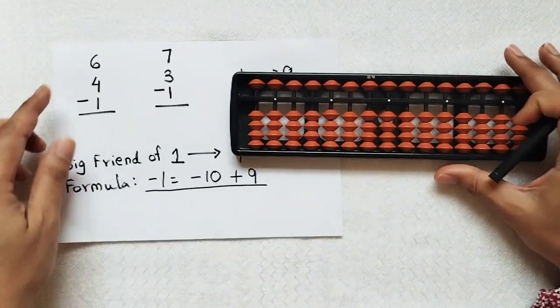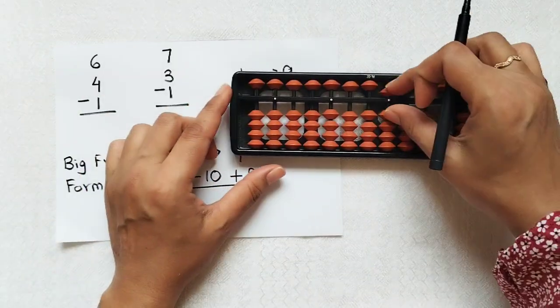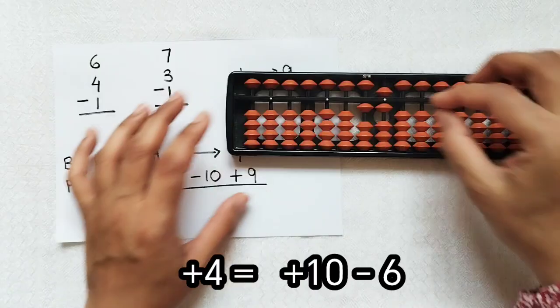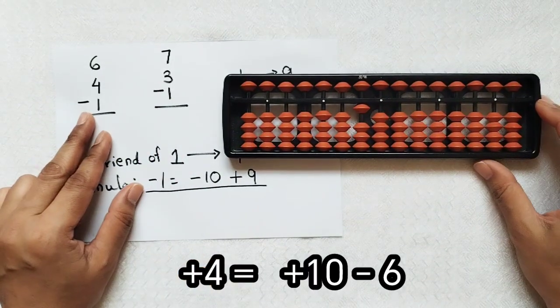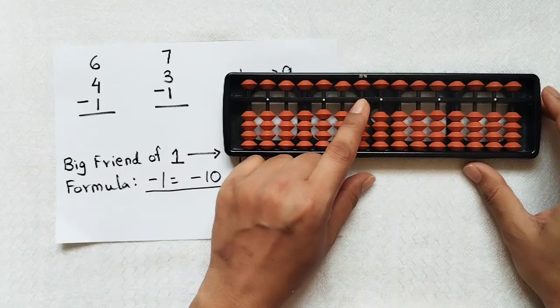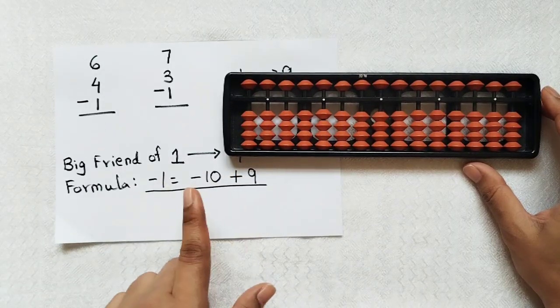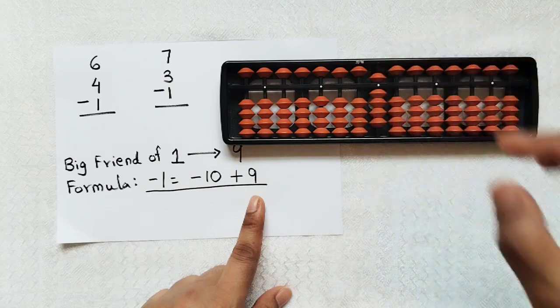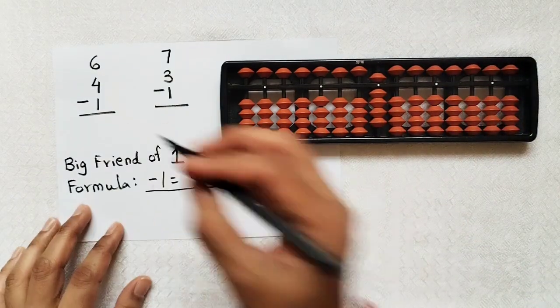The first one, 6 plus 4 less 1. 6 plus 4. Plus 4, we all know it is plus 10 less 6. Now less 1 is less 10 plus 9. So less 10. There are two steps. Less 10 and then we have to plus 9. Plus 9. So my answer is 9.